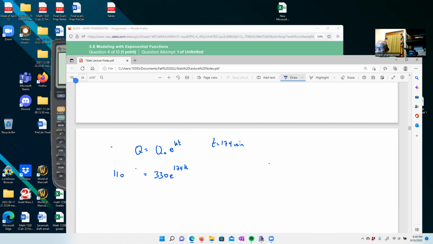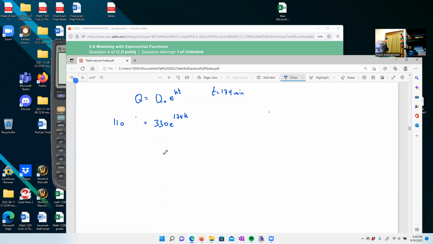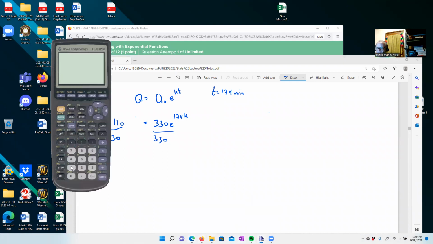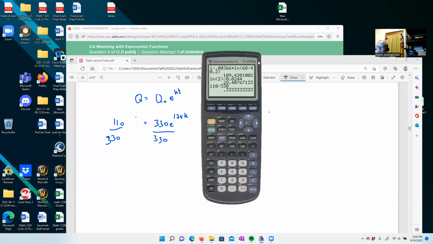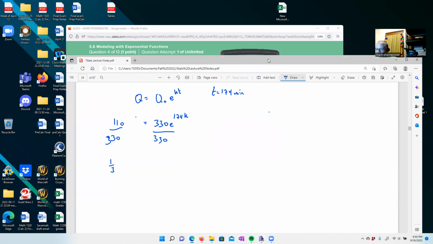So what we're doing is solving for k, because we're trying to get that as a value. The first thing we're going to do is divide by the 330, divide by the 330. We should have a 1/3 at the end here. Let's double check it: we have 110 divided by 330. It should be 1/3, so I'm just going to say 1/3. So we have 1/3 of the original is equal to e to the 174k. We're trying to solve for k.